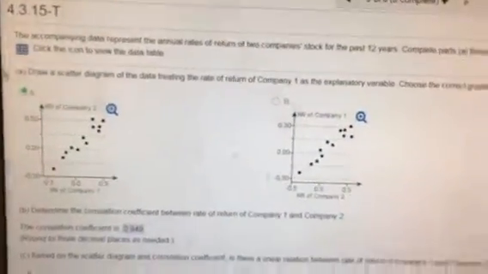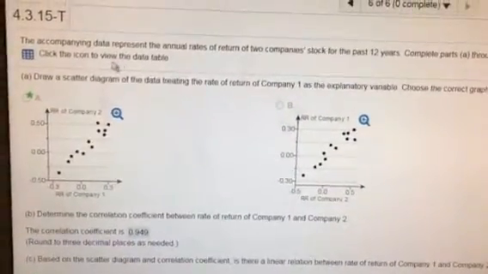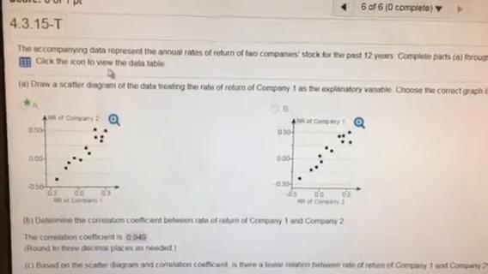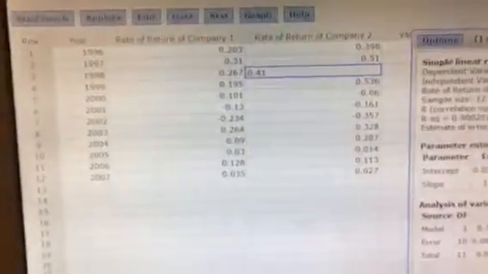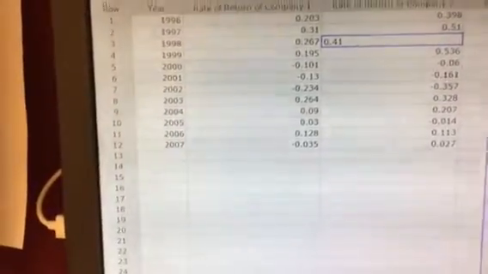So in this problem, there is a box that you can check, and that contains your data. You can open that up and open it up in StatCrunch. I've already done that over here. And I'm going to close out this box.